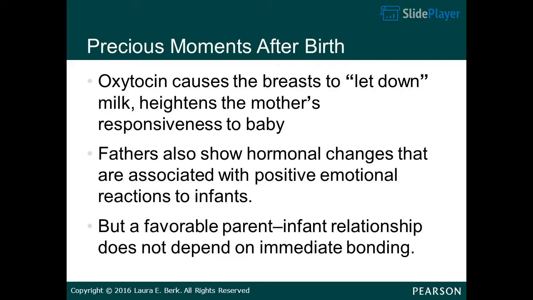Oxytocin causes the breasts to let down milk and heightens the mother's responsiveness to the baby. Fathers also show hormonal changes that are associated with positive emotional reactions to infants. But a favorable parent-infant relationship does not depend on immediate bonding.